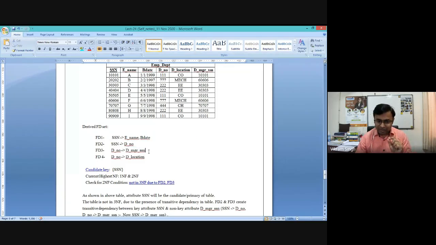So it means FD3 is a culprit. If FD3 is here, it is creating this transitivity between SSN and DMGR. Similarly, if you see FD4, it is creating transitive dependency between D location and SSN. Right. So these two FDs individually are the problem.